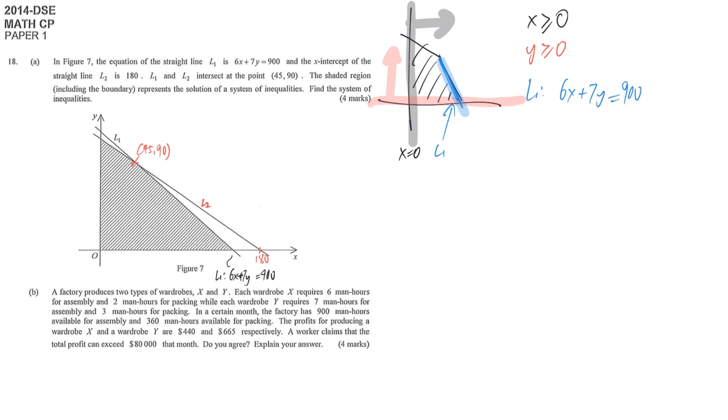Our human brain is very good at handling above the ground or below the ground. So we want to know, is it below this line or above this line? Therefore, we should use y as the subject so that we can easily distinguish. 7y is equal to negative 6x plus 900, so y equals negative 6 over 7 x plus 900 over 7. We change the format of this straight line into slope-intercept form.